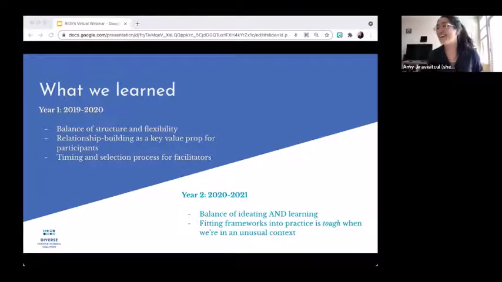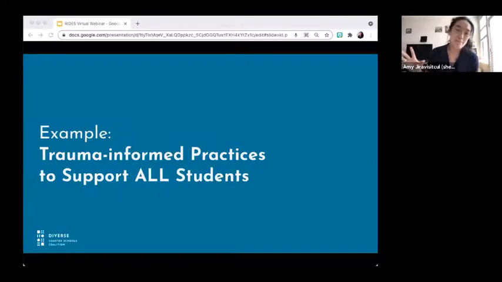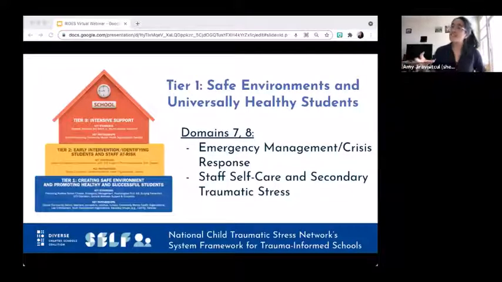So, as an example, I'm going to share some materials that were part of one of the sessions with this group. Again, the group is centered around tier 1 supports, thinking about how to support all students and ensure a safe environment universally. One of the sessions focused specifically on 2 domains, emergency management and crisis response, alongside staff self-care and secondary traumatic stress. The domains and frameworks are all within the National Child Traumatic Stress Network, and how they're envisioning systems for trauma-informed schools. I think there are 9 or 10 different domains. So this session in particular focused on these 2 domains.